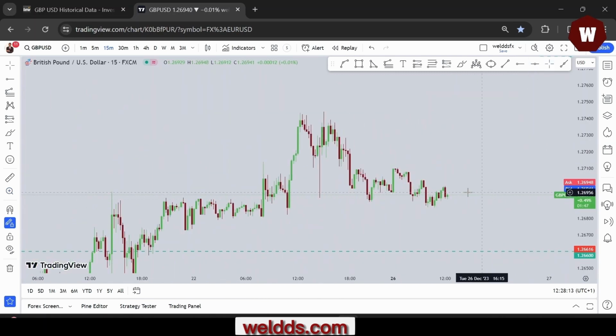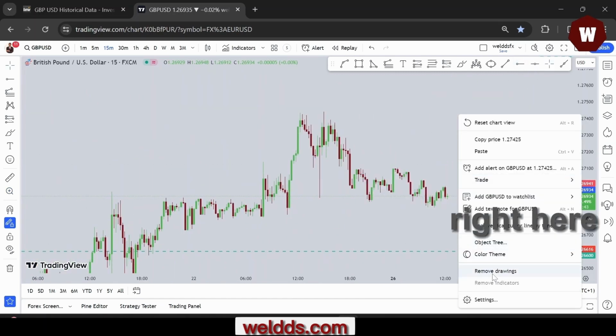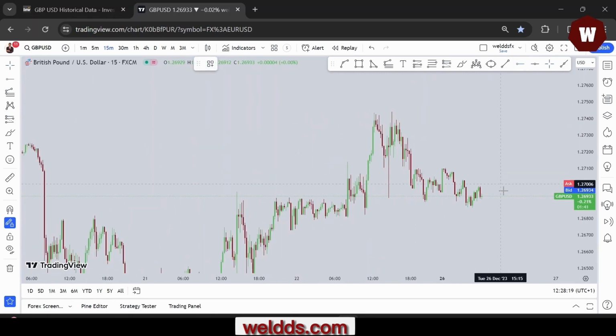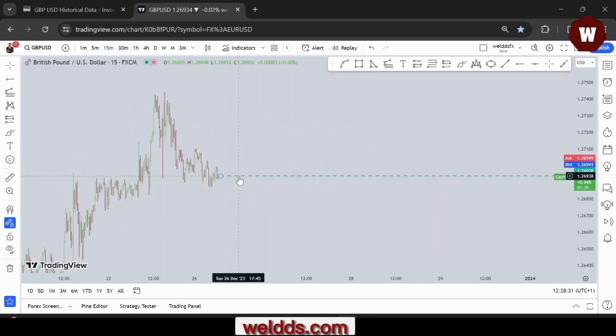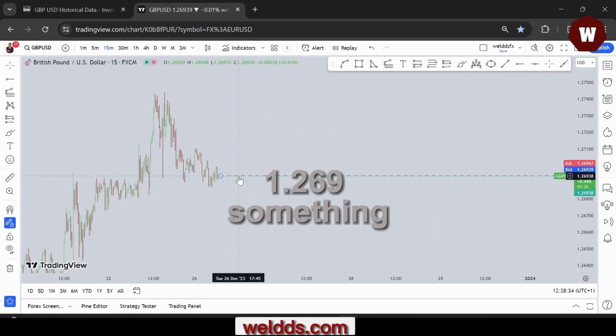Let's assume that you want to enter a trade right here. Let me remove all drawings. You want to enter your trade here, and this is the 15 minutes time frame. So you come there, that is where you want your trade to be. You are still going to use the same method. What is this point? The entry point is 1.269 something.